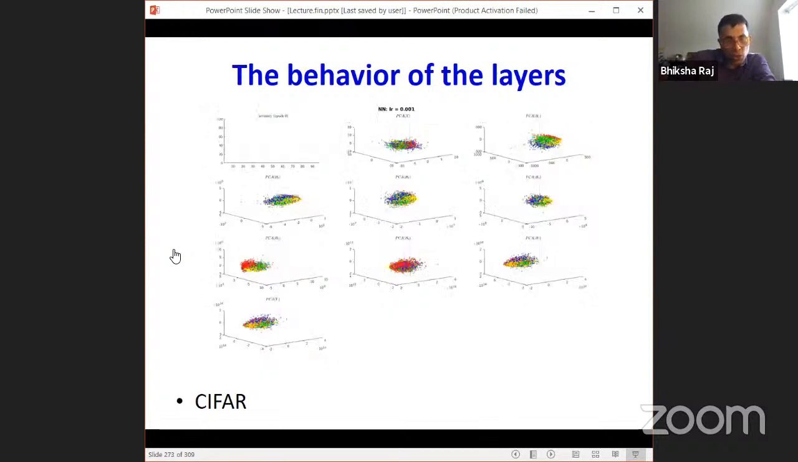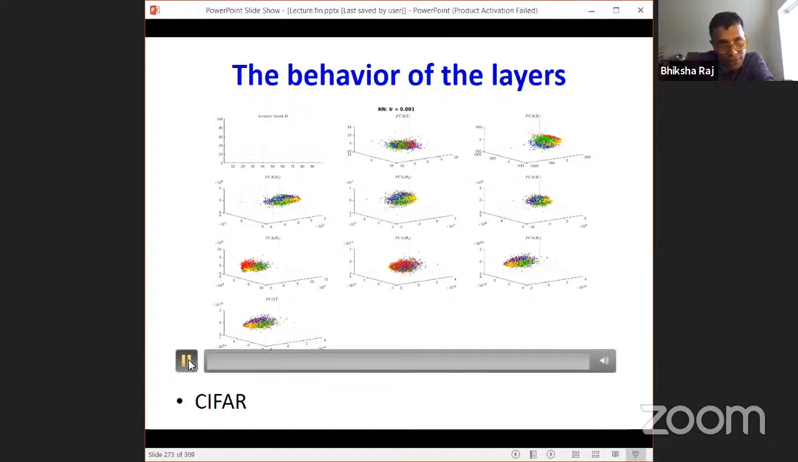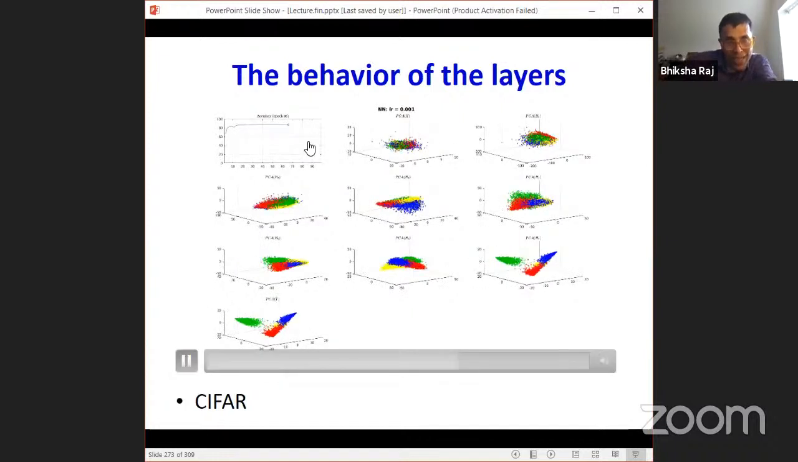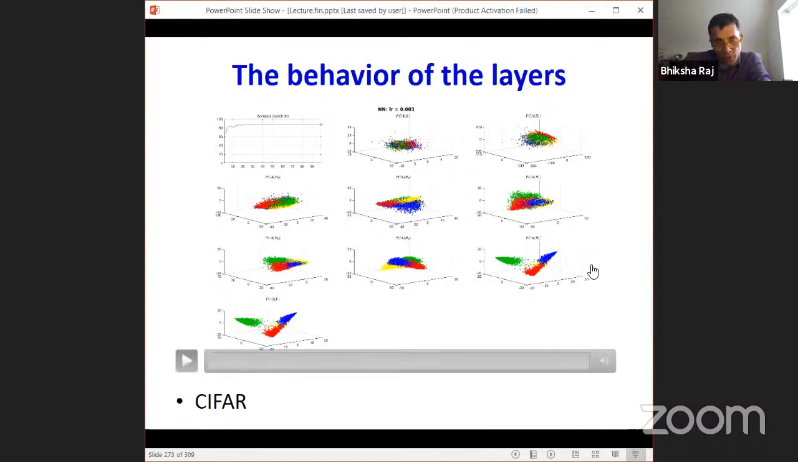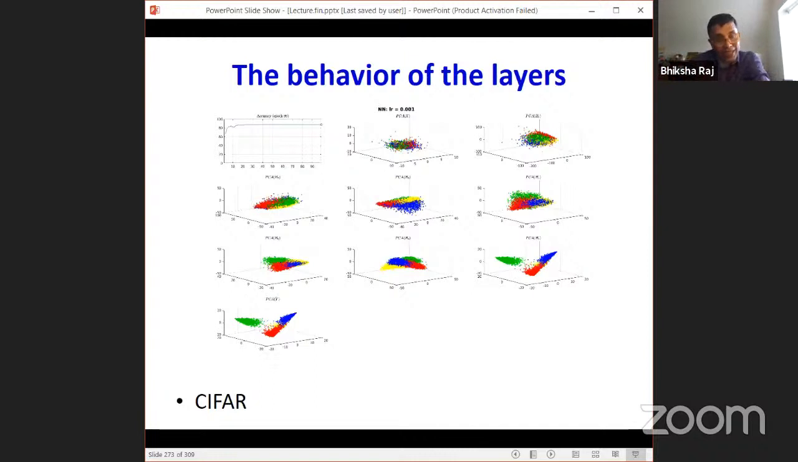Let me show a 3-dimensional version of the same thing, where now we projected the data down to 3 dimensions for visualization. And once again, you can see that as the data goes through the layers, each layer increases the linear separability of the classes, such that by the time you come out here, the data are already perfectly linearly separable, and then a linear classifier can separate the classes.